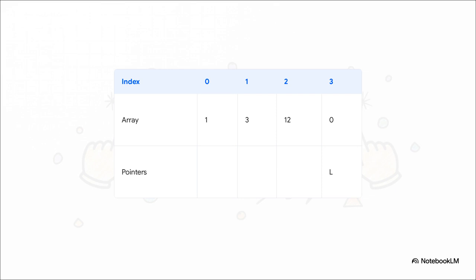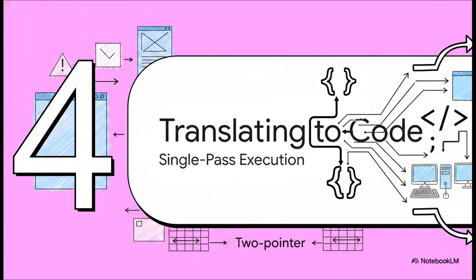All the zeros are pushed to the end, the relative order of 1, 3, and 12 is completely preserved, and we did it perfectly in place without creating a single new array. How cool is that?